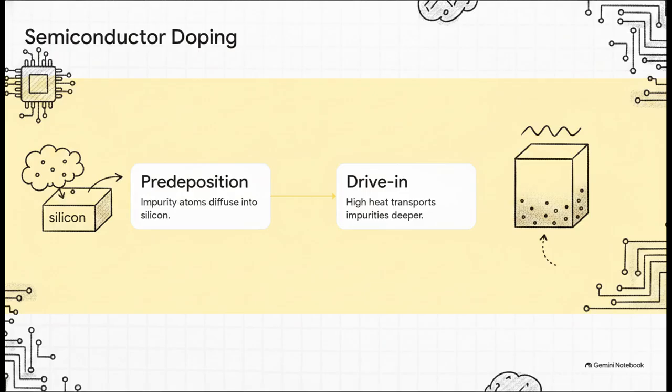Step 1 is predeposition. The silicon chip is exposed to a gas full of impurity atoms, which diffuse into the very top layer of the solid silicon. Step 2 is the drive-in. The gas is removed and the chip is hit with high heat to transport those trapped impurities deeper into the silicon to create a specific distribution.